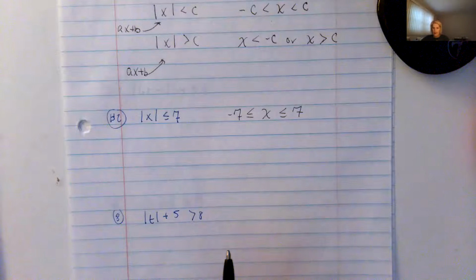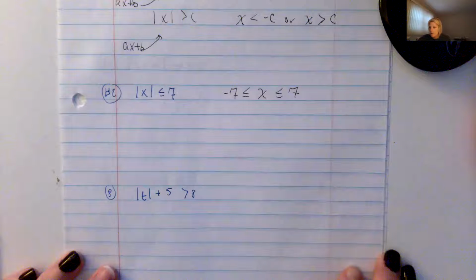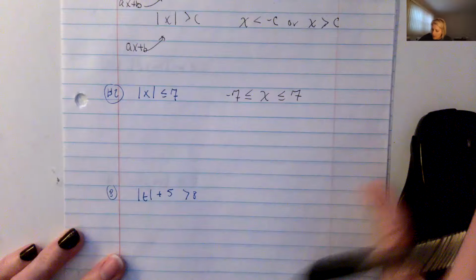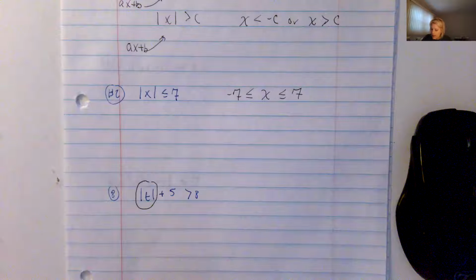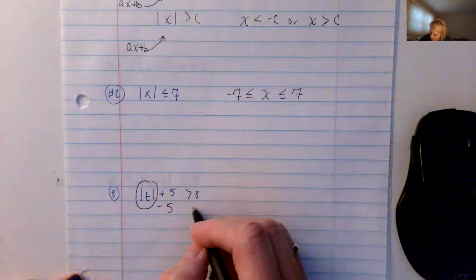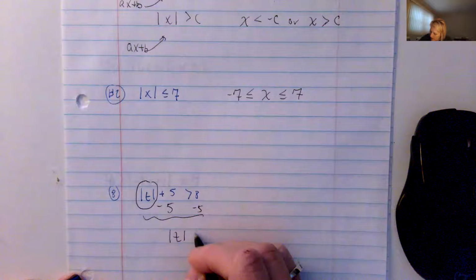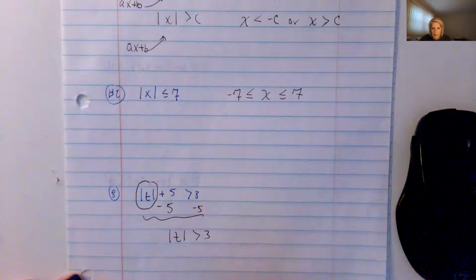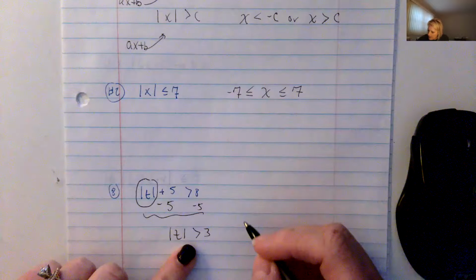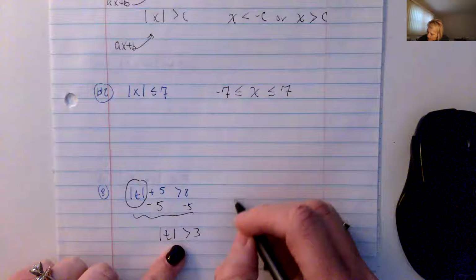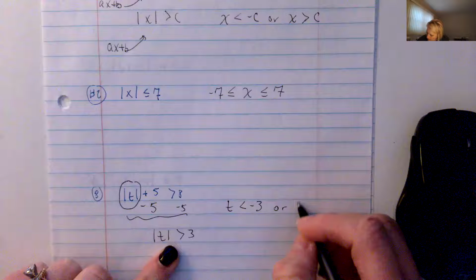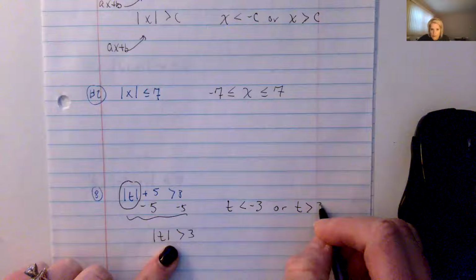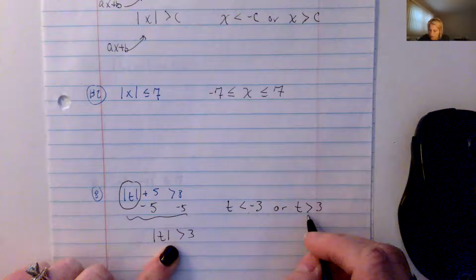And now our rules hold true from when we were solving in 2.6, that we first have to isolate the absolute value using our rules of solving equations. So by subtracting 5, we get the absolute value of T is greater than 3. And because it's a greater than, we know that T is either going to be less than a negative 3 or T is going to be greater than the positive. So less than the negative or greater than the positive.